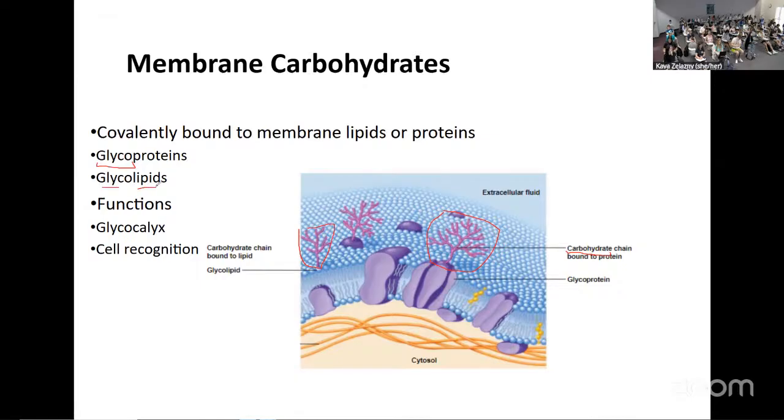So we won't talk extensively about these in this class, but you should know that they're there, that the membrane does have some carbohydrates as part of this fluid mosaic model.